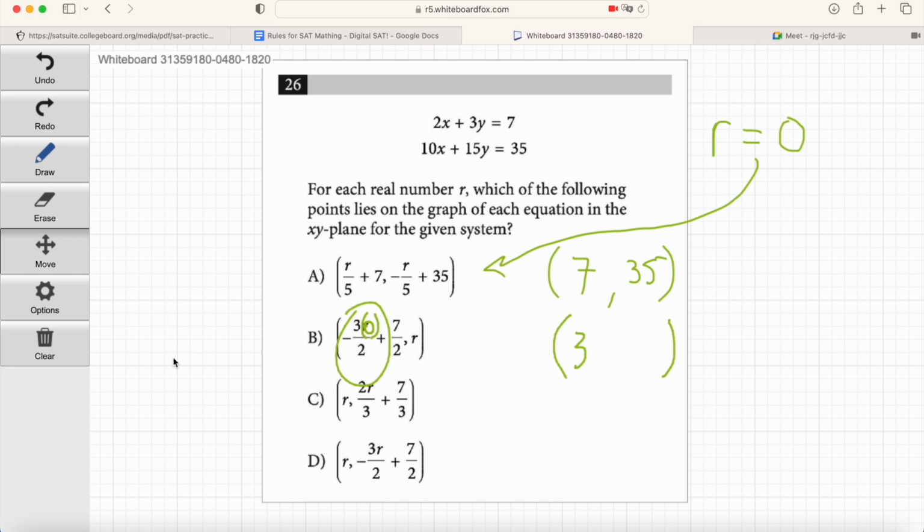So we could leave it as a fraction, but we could do it as a decimal too. Doesn't matter. We'll just do 3.5. That'll work. 3.5, comma 0. That's the point on the line if r is 0. Does that make sense? Yeah.